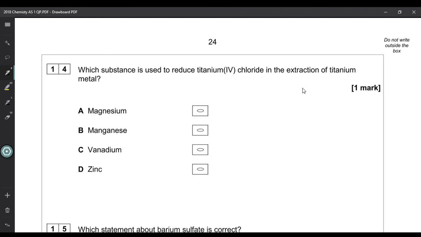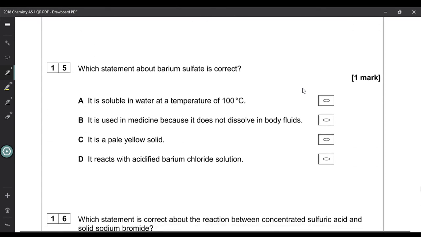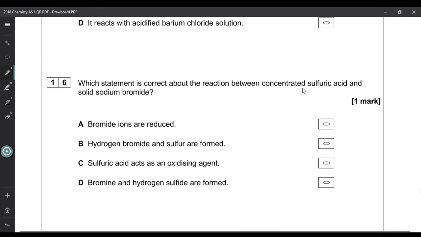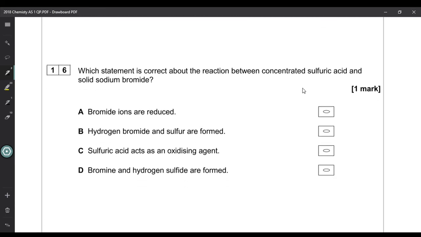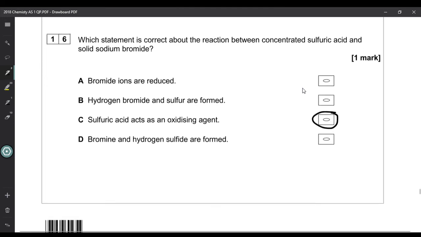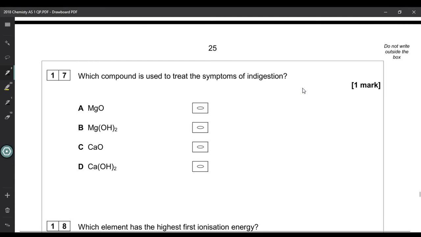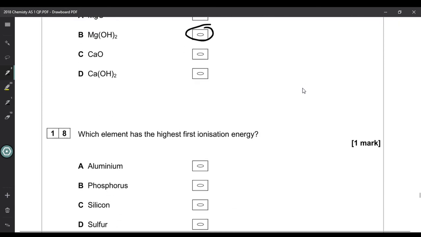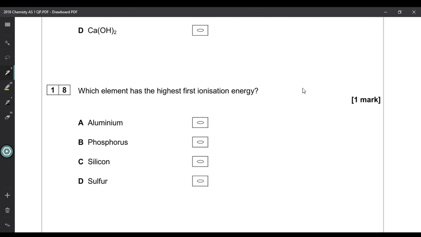14 is magnesium, which is just a recall question. 15 is B. So many students remembered that barium sulfate is used in medicine for imaging. 16 is C. So again, we've just got to remember the difference between oxidation and reduction. 17 is B. Again, we'll have discussed this in class, and so it's a recall question. 18 is B, which again you're going to have to recall your trends graphs.